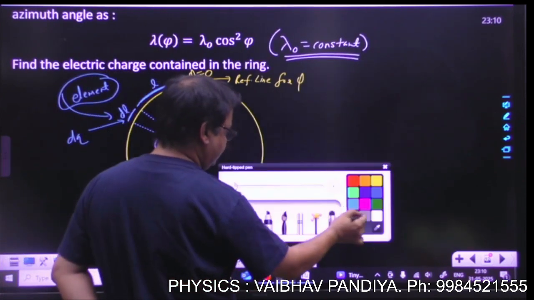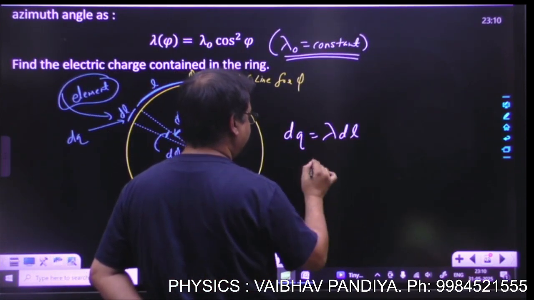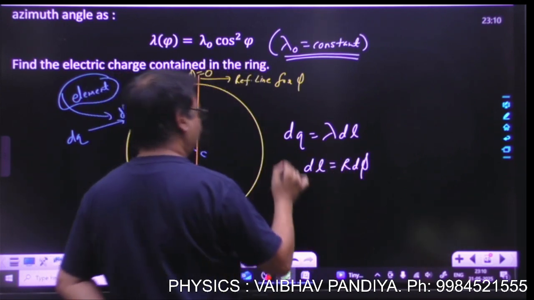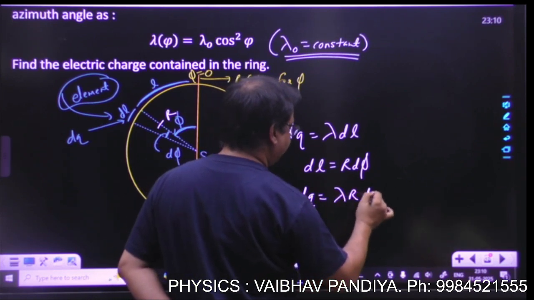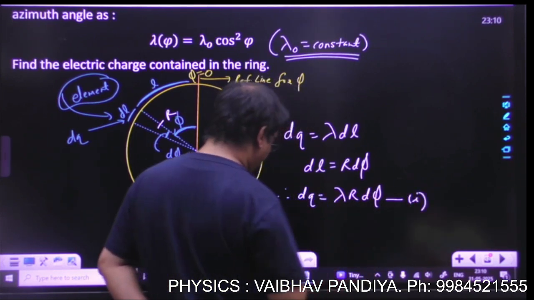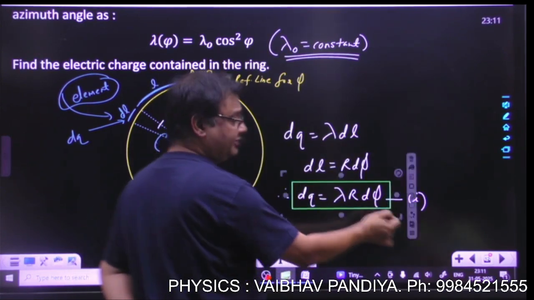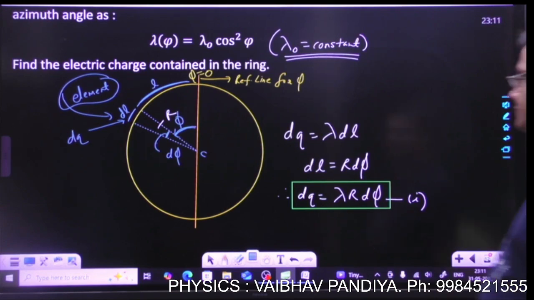So we can write dq as what? Lambda dl, and dl we know is basically r d phi. R is the radius. So therefore dq will be what? Lambda r d phi. Let it be equation number 1. This is the charge on this element, correct? This is the charge on this small element, elemental charge.